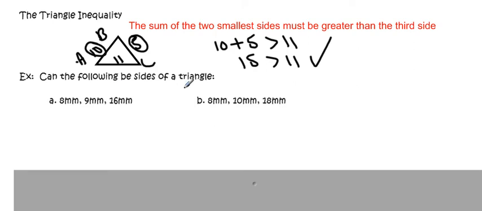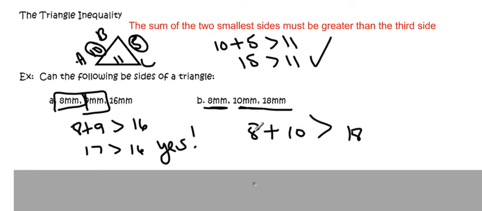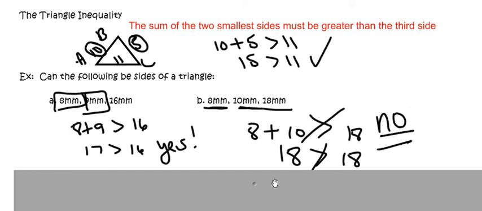So down here, can the following be the sides of a triangle? We take the sum of the two smallest sides, 8 and 9. The sum of the two smallest sides must be greater than the third side, 16. So 8 plus 9 is 17, and that is greater than 16. So yes, this can make up the sides of a triangle. So once again, we have the sum of the two smallest sides, 8 and 10, must be greater than the third side, 18. 8 plus 10 is not greater than 18 because 18 is the same as 18. So no, this does not make the sides of a triangle.